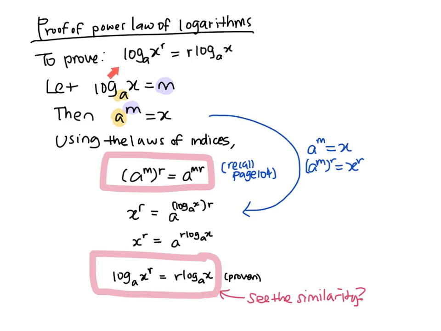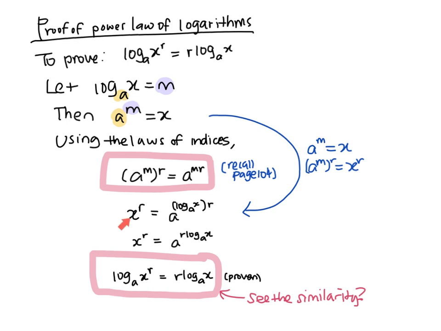To prove the power law, let log x base a be m. So a raised to the power m will give you x. So in exponential form, a raised to the power m gives you x. Using the laws of indices, when you raise a to the power m to r, it is the same as a raised to the product of m and r.